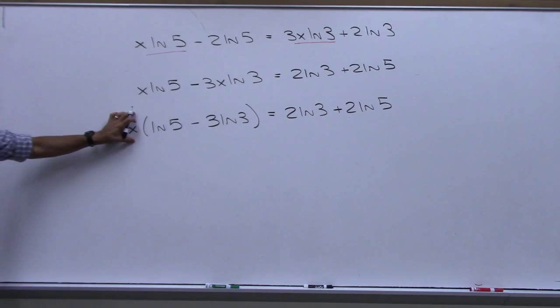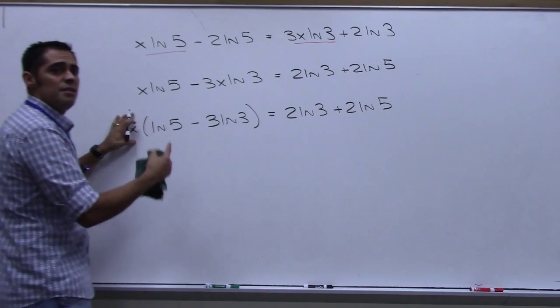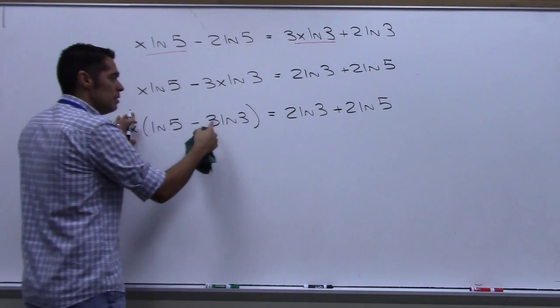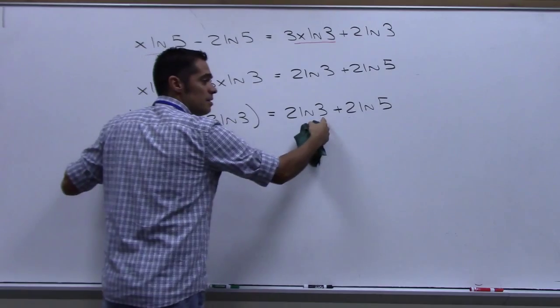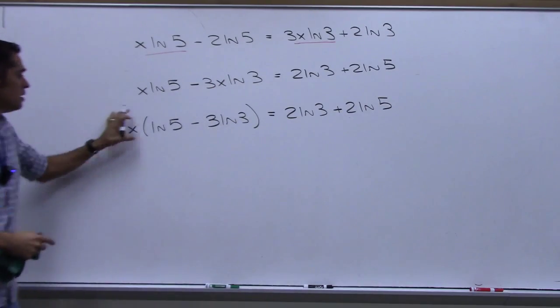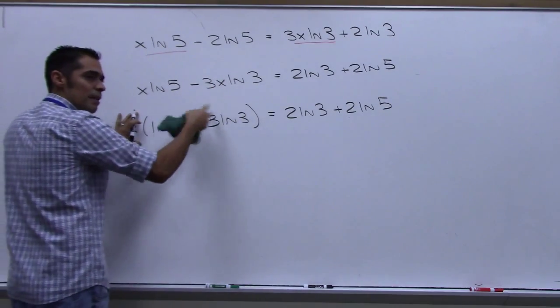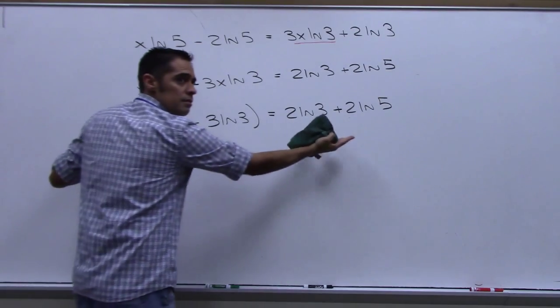Here's x, right? I'm trying to solve for it. Everything else is a number. Do you agree? Natural log of 5 is a number. This is a number. All this is a number. That's a number. So everything else is a number. So to get this by itself, I'm just going to take everything in parentheses and divide it on both sides.